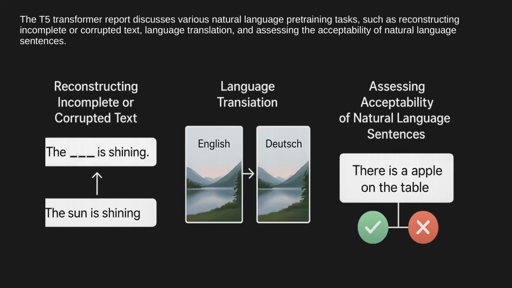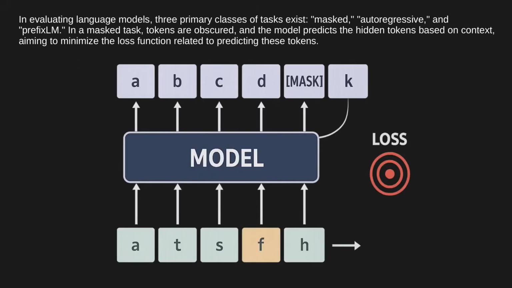The T5 Transformer report discusses various natural language pre-training tasks, such as reconstructing incomplete or corrupted text, language translation, and assessing the acceptability of natural language sentences. In evaluating language models, 3 primary classes of tasks exist: masked, autoregressive, and prefix LM.